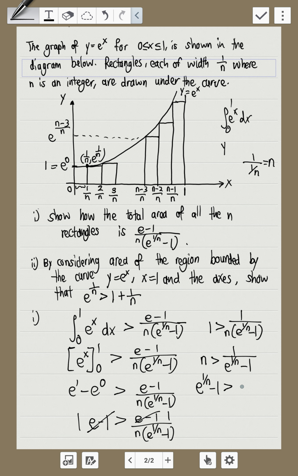So e^(1/n) minus 1 is greater than 1/n. Since n is a positive number, I can divide over without changing the inequality sign, and the other one I multiply over. So now e^(1/n) minus 1 is greater than 1/n. This minus 1 I bring over and it becomes plus 1. I get to show that e^(1/n) is greater than 1 plus 1/n. So that's all.